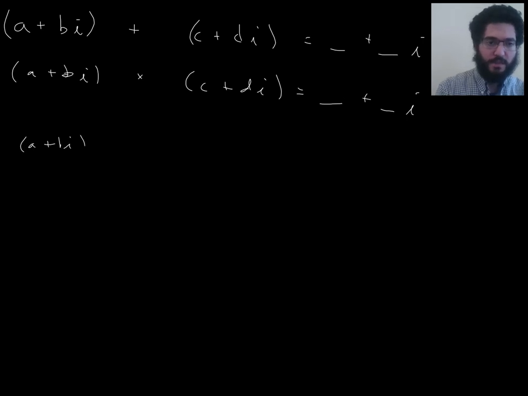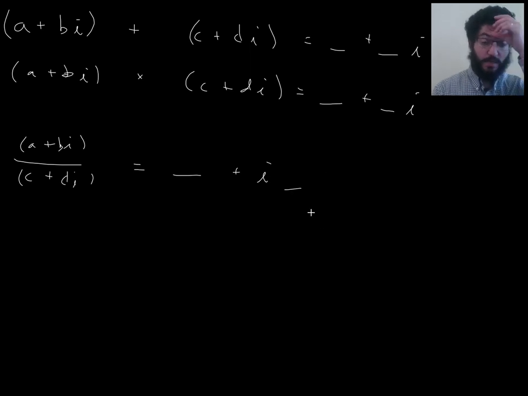And similarly for dividing, right? So you can multiply and add and divide. So this will also end up being something plus i times something. And we gave names to these parts. They're called the real part and the imaginary part. Okay, so that was just a recap of last time.